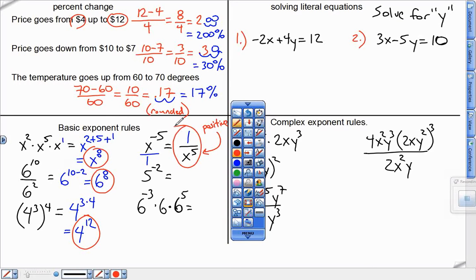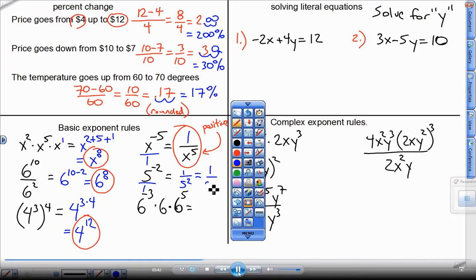Same with the base to a negative power. Still put it over 1. Still flip it so that 1 goes to the top and the 5 to the negative 2 goes to the bottom. When it does, that becomes 5 to the positive second power. Then 5 times 5 is where I get 1 over 25.